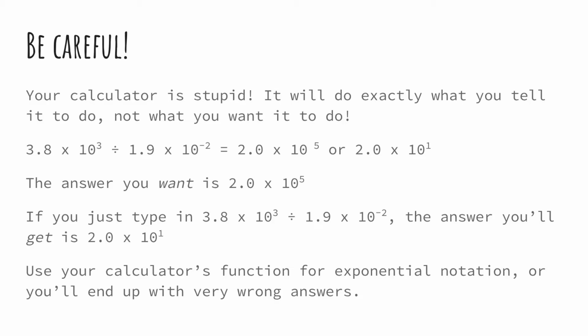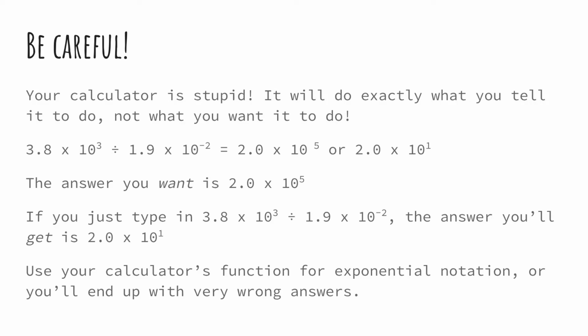And one final note. Your calculator is stupid. It will do exactly what you tell it to do, not what you want it to do. So if you type out directly 3.8 times 10 to the third divided by 1.9 times 10 to the negative second, depending on how you put that into your calculator, the answer will either be 2.0 times 10 to the fifth or 2.0 times 10 to the first. Okay? 20,000 or 20. That is a huge difference. Now, the answer you want is 20,000. But if you just type in 3.8 times 10 to the third divided by 1.9 times 10 to the negative second, all directly into a fairly simple calculator, the answer you're going to get is 20.